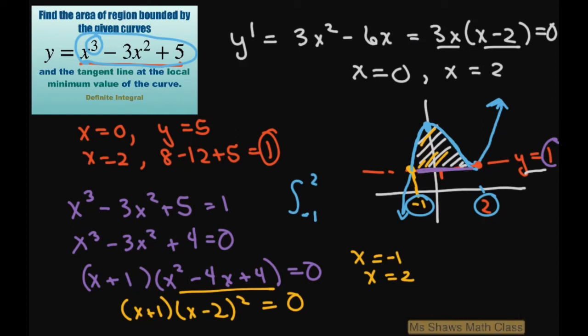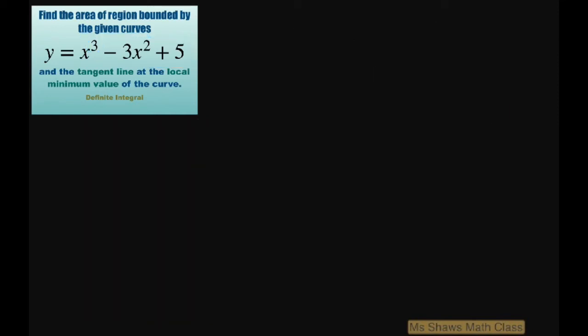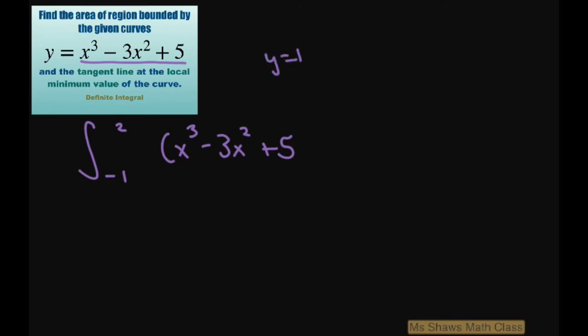So I'm going to do that on the next slide. We're going to subtract those two. Always go top to bottom. So we got our boundaries. The lower limit is negative 1, the upper limit is 2. Then you write x cubed minus 3x squared plus 5. That was the upper part of the curve that bounded the shaded region, and the lower was 1. Remember, y equals 1. But since it was at the bottom, you subtract.